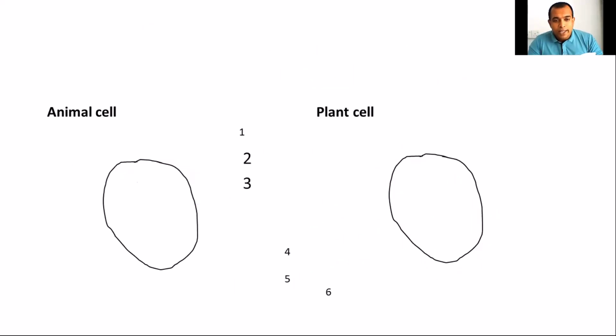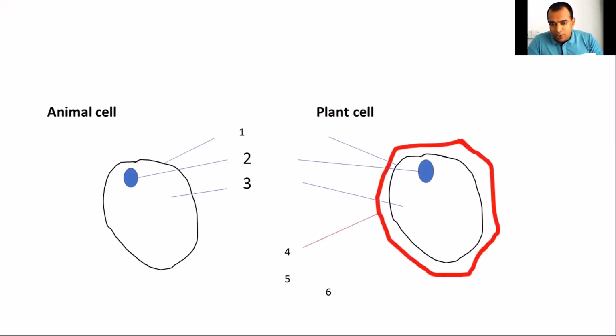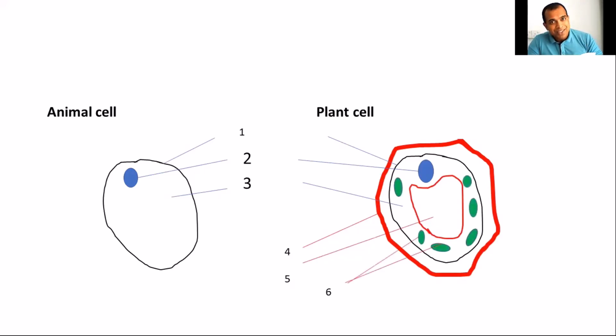What are they? One, the cell membrane. Second one, the nucleus. Third one, the cytoplasm. And what are the three structures only seen in the plant cell, additional to these? Four, five, six. Fourth one is the cell wall. Fifth one is the vacuole. And sixth one is the chloroplast. Yes, I heard you saying that in your mind.